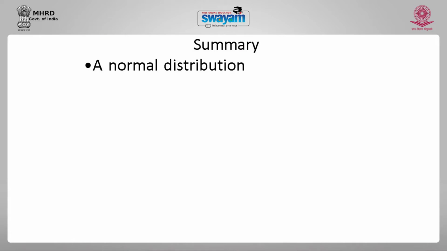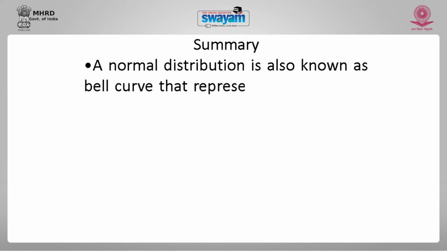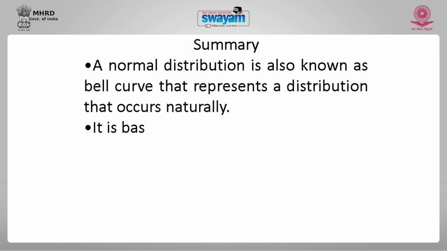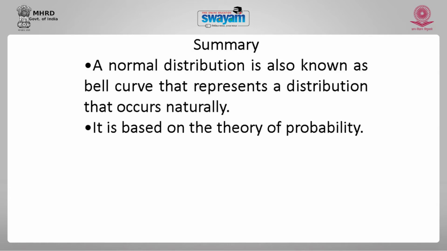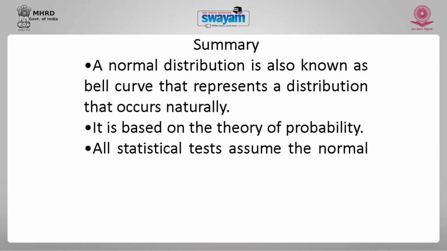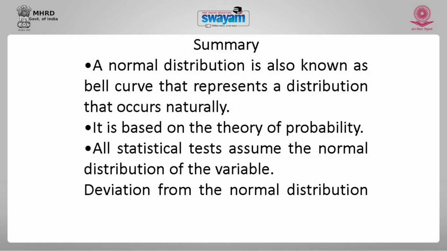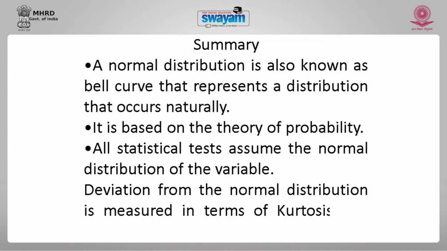A normal distribution is also known as a bell curve that represents a distribution that occurs naturally. It is based on the theory of probability. All statistical tests assume the normal distribution of the variable. Deviation from the normal distribution is measured in terms of kurtosis and skewness.